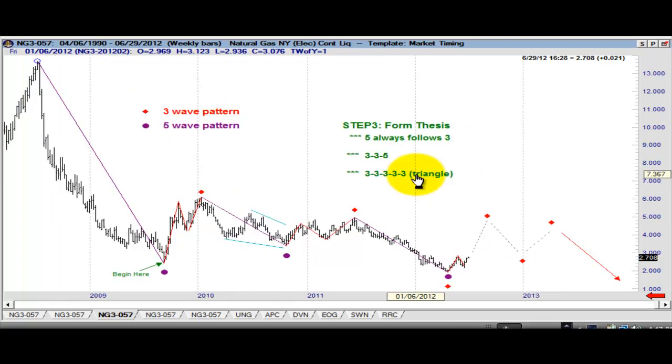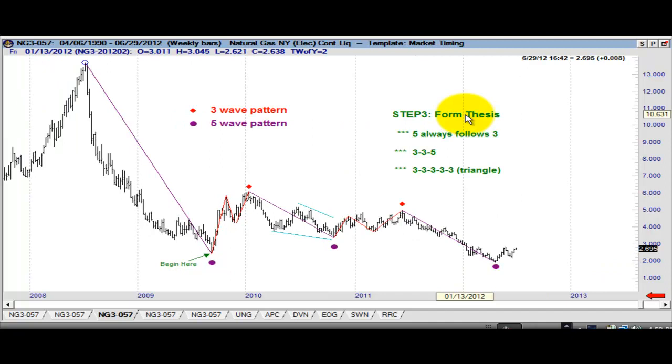And finally, in scenario number 3, we'd be looking for a triangle. As we know, we already have two 3-wave patterns complete. So under this scenario, we're looking for a further advance followed by a down-up sequence that will eventually fail to new lows.